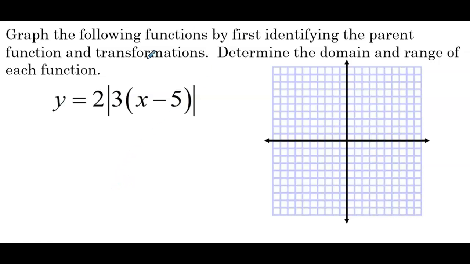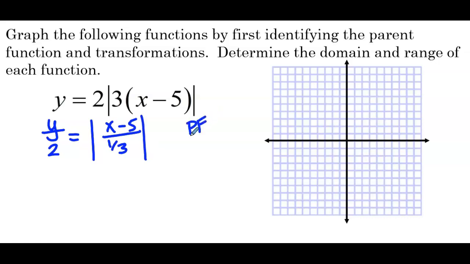Next up, we have y equals 2 times the absolute value of 3 times x minus 5. So we'll divide both sides by 2, so we have y divided by 2. And inside the absolute value, we'll rewrite it as x minus 5 divided by 1/3. So our parent function is y equals the absolute value of x. Our scale factor is 1/3, 2. And our translation is 5, 0.